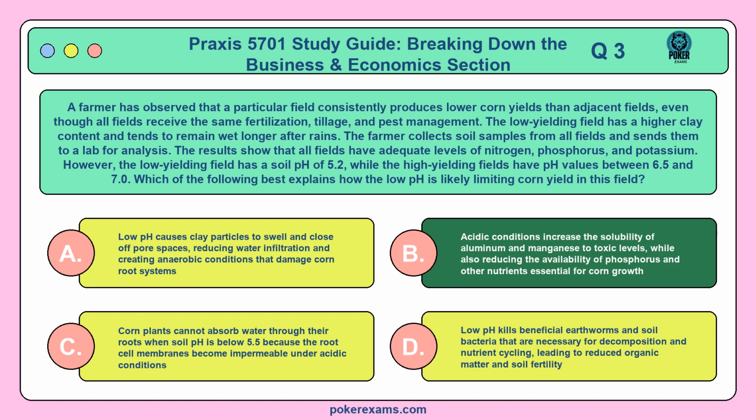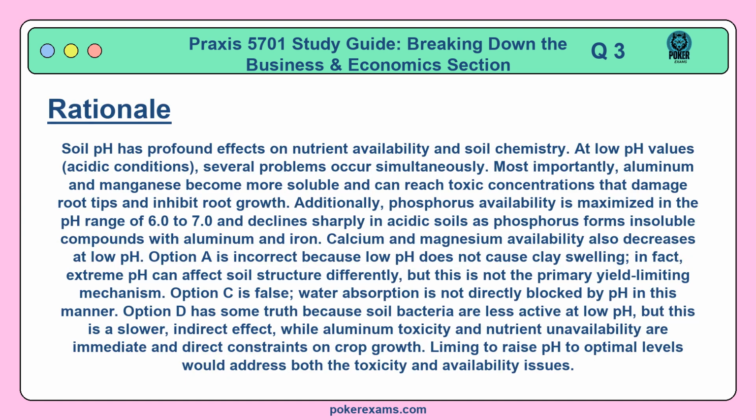The correct answer is B. Soil pH has profound effects on nutrient availability and soil chemistry. At low pH values, acidic conditions, several problems occur simultaneously. Most importantly, aluminum and manganese become more soluble and can reach toxic concentrations that damage root tips and inhibit root growth. Additionally, phosphorus availability is maximized in the pH range of 6.0 to 7.0 and declines sharply in acidic soils as phosphorus forms insoluble compounds with aluminum and iron. Calcium and magnesium availability also decreases at low pH.